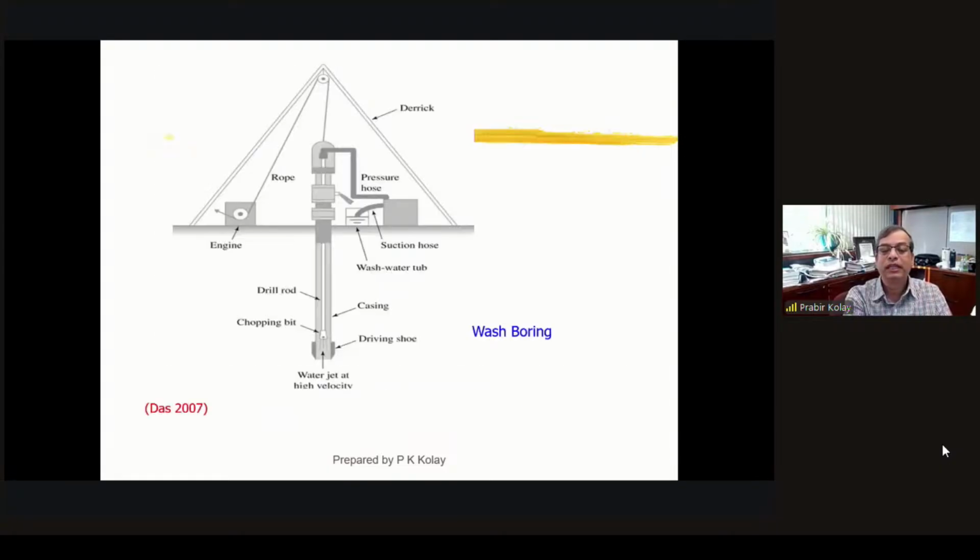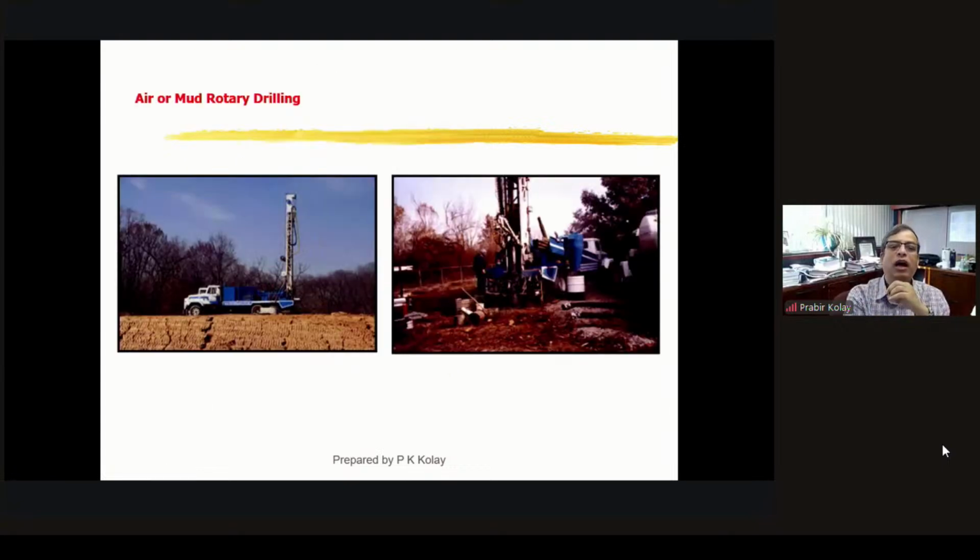So this is again wash boring. You use a water jet to make a hole into the ground, with a drilling rod and chopping bit, and there is a casing also, and then you can collect the soil sample. Then there is rotary mud or air drilling. So these are the different types of drilling.